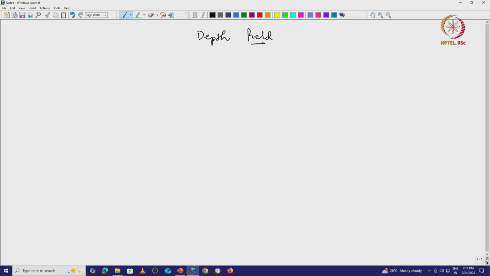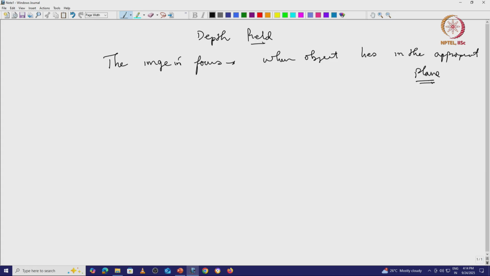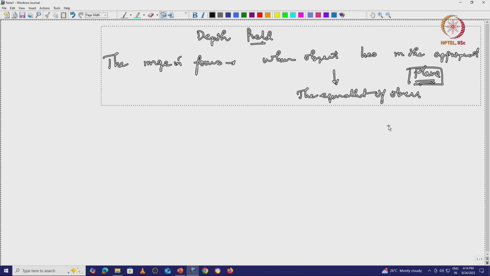The image is in focus when the object lies in the appropriate plane. This is very important here, the appropriate plane. If the object lies above or below the plane, then the equivalent part of the object will be out of focus.